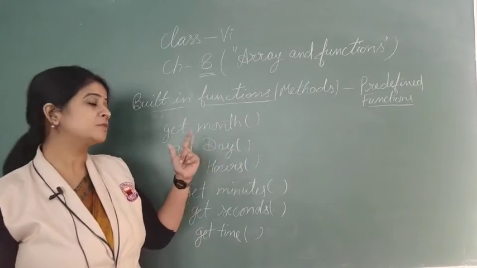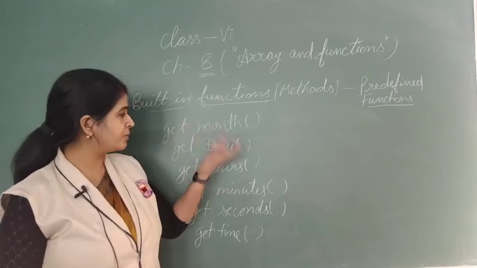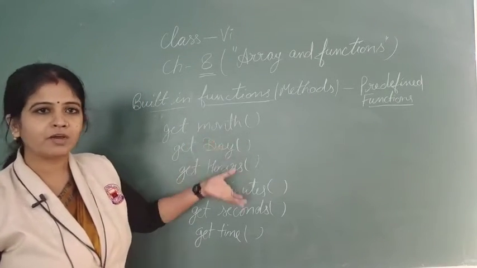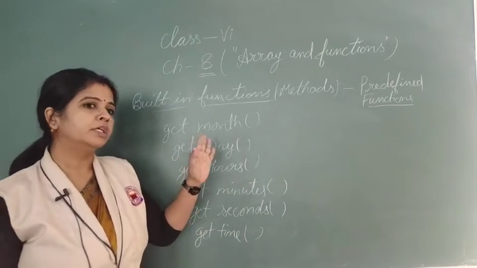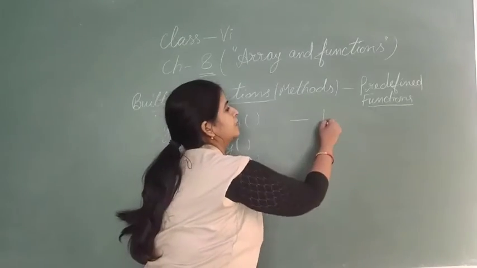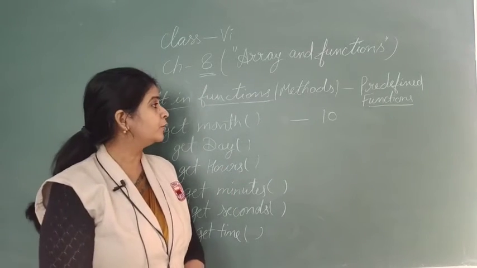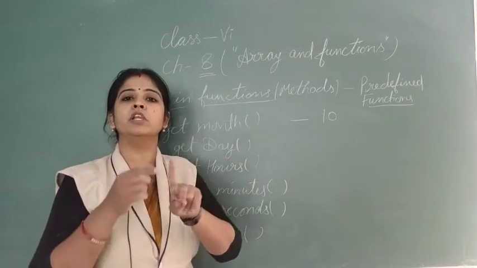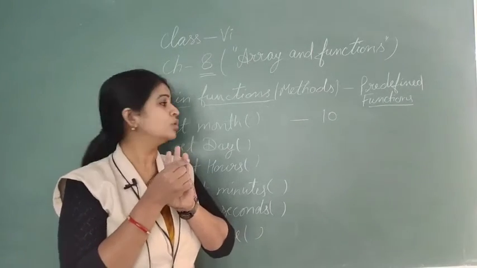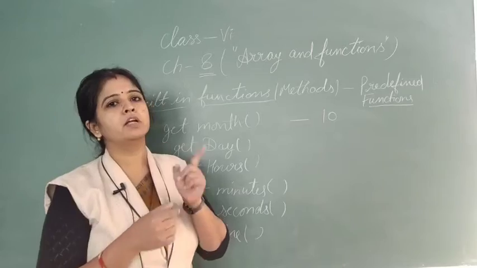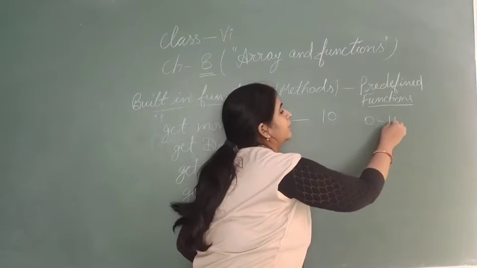The value lies between 0 to 11. Suppose I am writing the JavaScript code in this month, that is November. What will be the answer for getMonth? getMonth will return 10. Why 10? November is the 11th month, but it will return 10 because January is 0, February 1, March 2, like this. So November will be 10 and December will be 11. Remember it, the value of getMonth will be between 0 to 11.